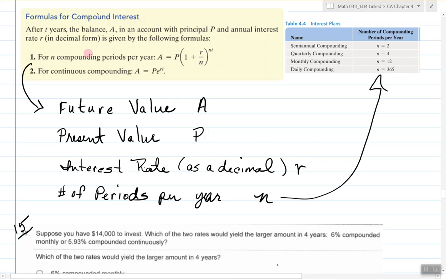And in most compounding problems, they say it might compound semi-annually. That's 2 times a year. Quarterly, 4 times a year. Monthly, 12. Daily, 365. So when it talks about the number of compounding periods per year, they use one of these words.